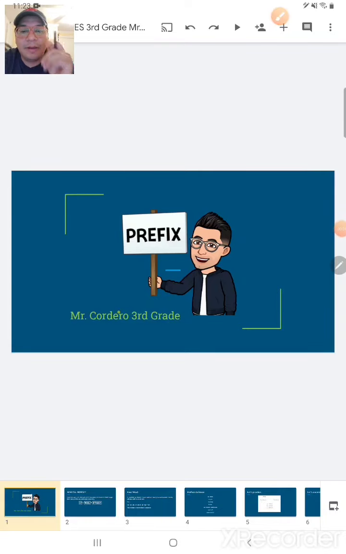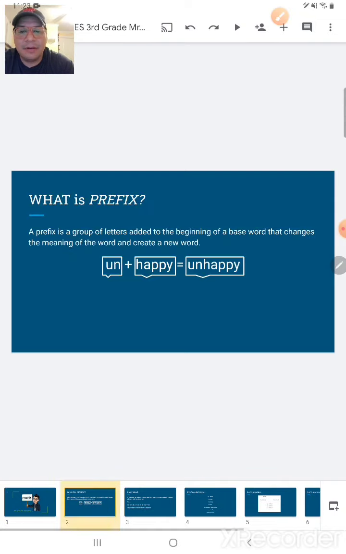Today we're talking about prefix. What is prefix? Let's find out. All right, let's go on. What is prefix? A prefix is a group of letters added to the beginning of a base word that can change the meaning of the word and create a new word.